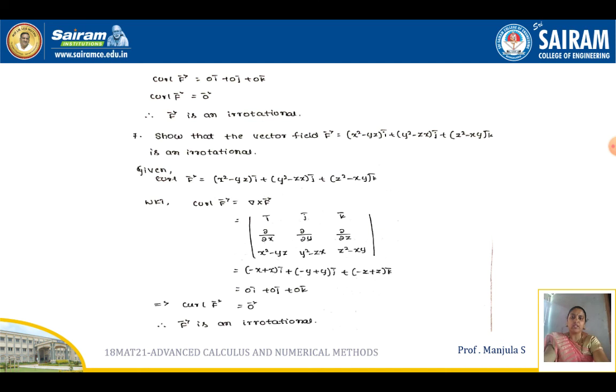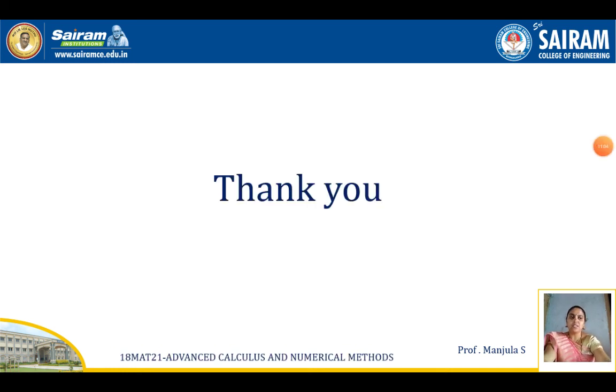You just go for finding the curl f, that is del cross f. First row is i, j, k, that is fixed, and the second row will be dou by dou x, dou by dou y, dou by dou z. And in the last row you just substitute the coefficient of vector f, that is x square minus yz, y square minus zx, and then z square minus xy. On simplification, we can write this as (minus x plus x) into i cap plus (minus y plus y) into j cap plus (minus z plus z) into k cap. On simplification, we are getting the solution of this curl f as 0. So clearly we can give the conclusion that it is irrotational. So like this we can solve many problems.